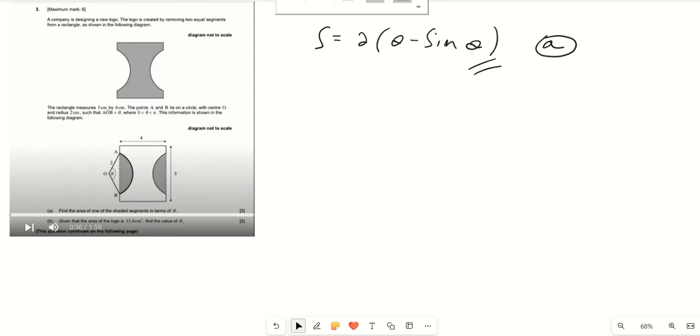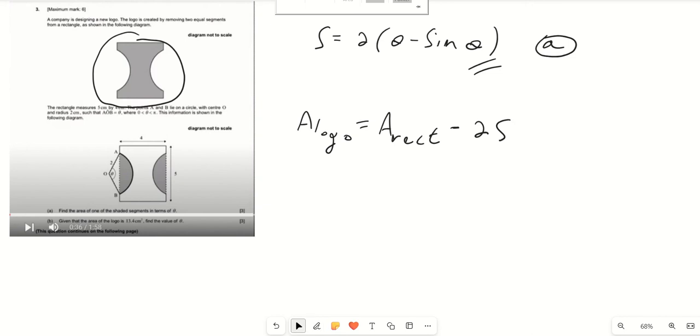Now B. Given that the area of the logo is 3.4 square centimeters, find the value of theta. Okay, so the logo is this shape, and this is the area of the rectangle. So the area of the logo is the area of the rectangle minus 2S, where S is our answer from part A.